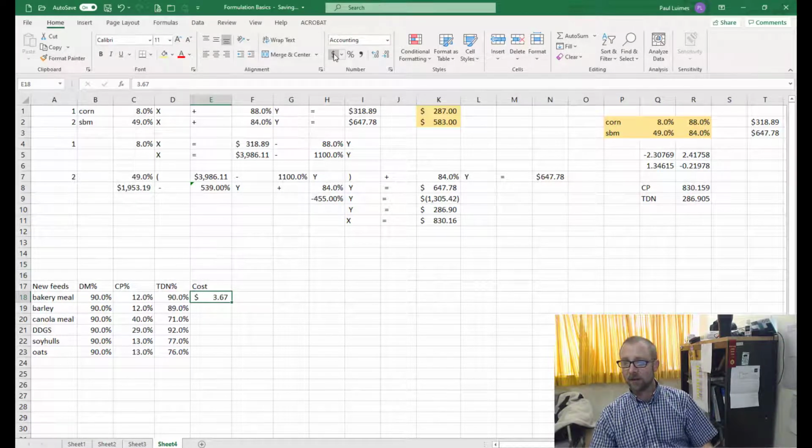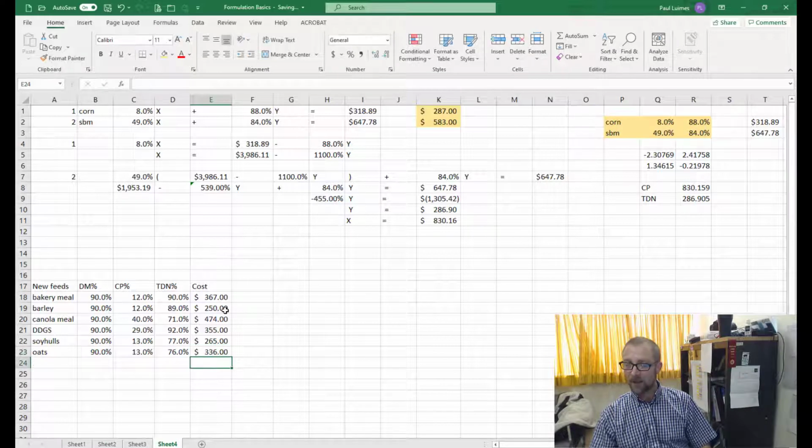And so the price I have right now for the bakery meal is $367. The barley hull, I have a price of $250. I'm just going to change all of this to dollar signs for a second. The canola meal, again, it's an old price. I don't know what it's going for right now, but you get the concept here. $355 for that. Soy hulls is another one I don't have an up-to-date price on. And then oats, I have a price here of $336 listed down here.